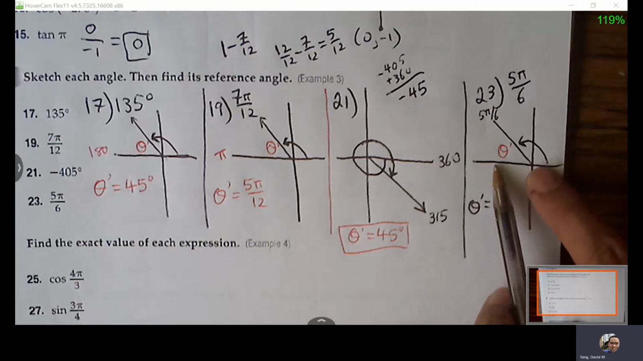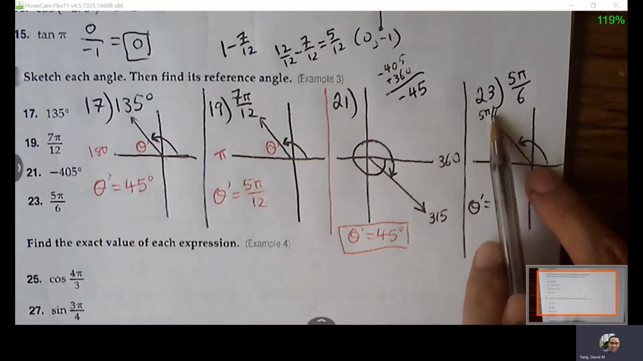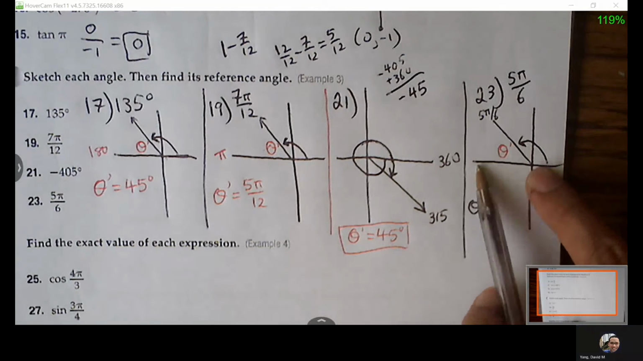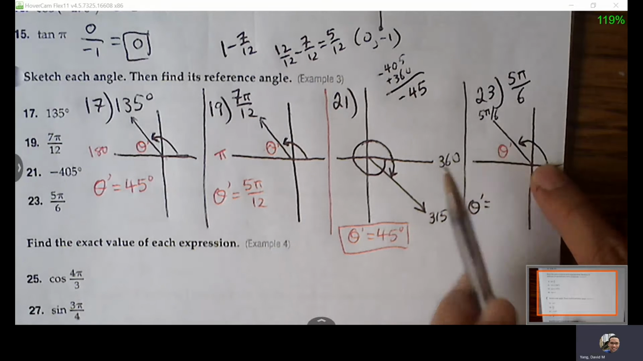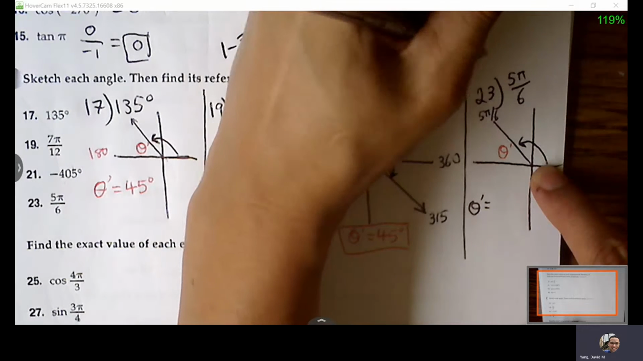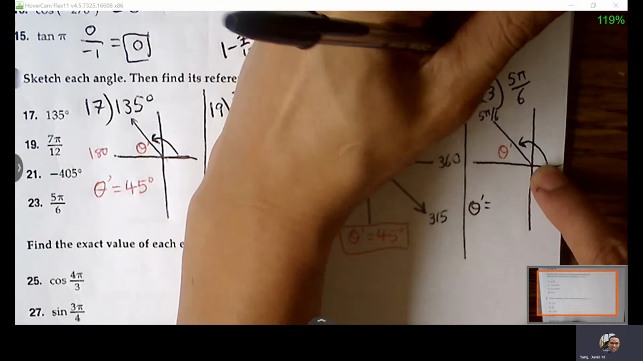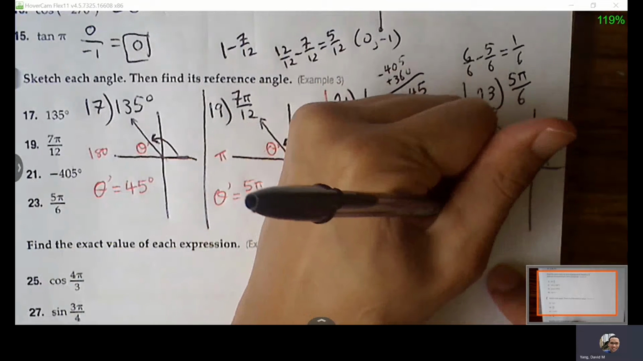Okay. We want to find that difference from 5 pi over 6 to pi. That's how we find our reference angle. So 1 minus 5/6. That means 6 over 6 minus 5 over 6 equals 1 over 6, pi over 6.